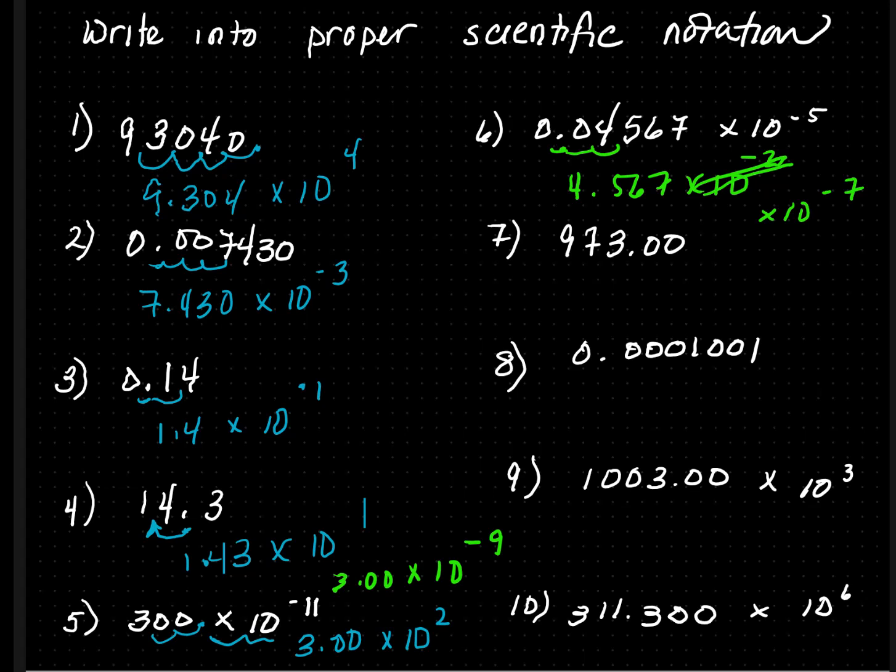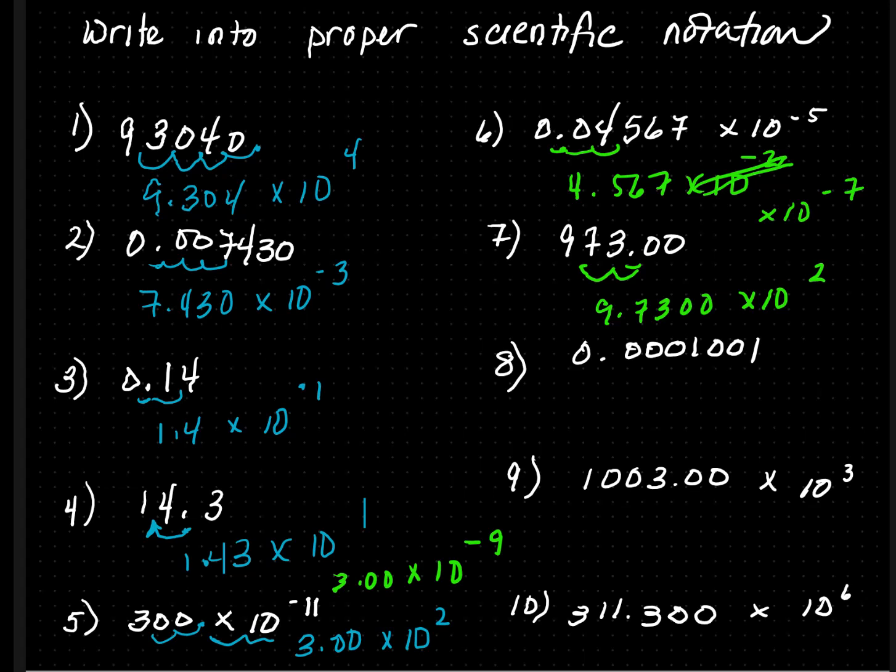On number 7, we locate the decimal. Since this is a large number, I need to move to the left to get one digit to the left of the decimal. So this becomes 9.7300 times 10 to the second because we moved the decimal twice, and it's positive because it's a large number.